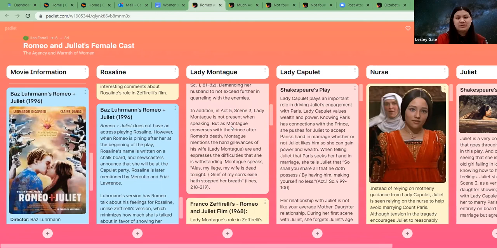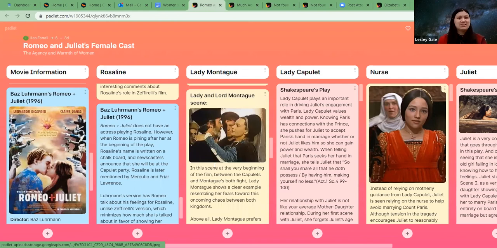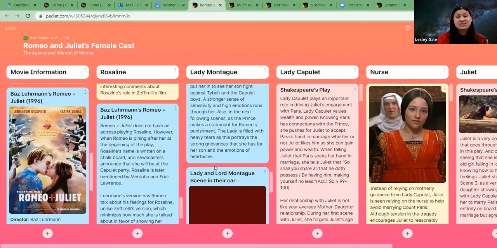In Zeffirelli's version, as you can see by this picture here, she's embracing her husband and begging him not to go out and fight the Capulets. Unfortunately, however, he goes out and fights them anyway, but she's still here as a peacemaker, pleading with him.